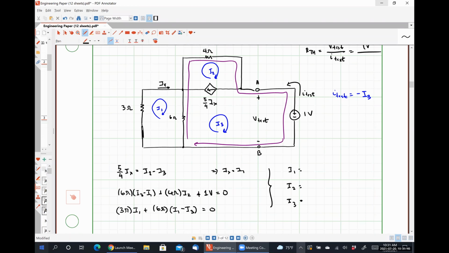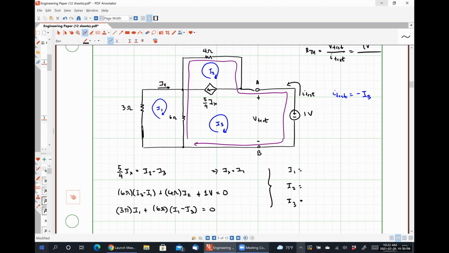My coefficient for I1 in my first equation is positive 5 over 4. My coefficient for I2 in my first equation is negative 1. My coefficient for I3 in my first equation is positive 1. And my constant term is 0. So that's the equation that didn't change at all.